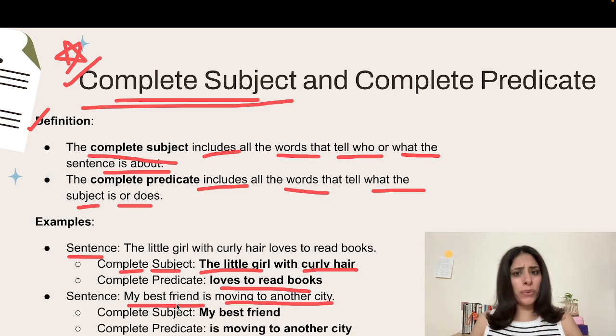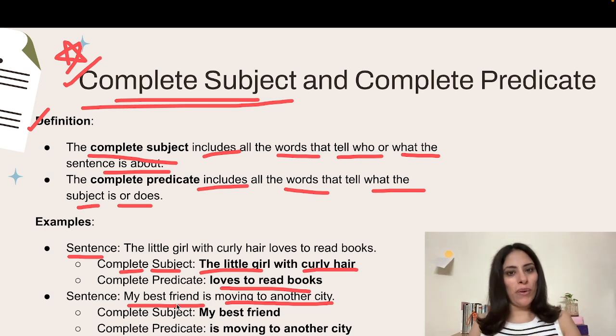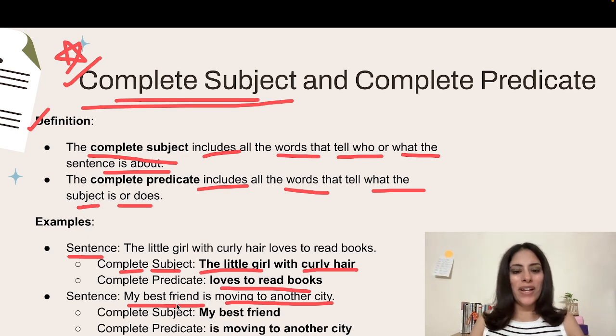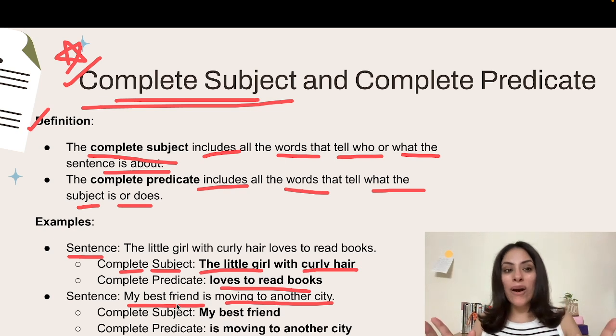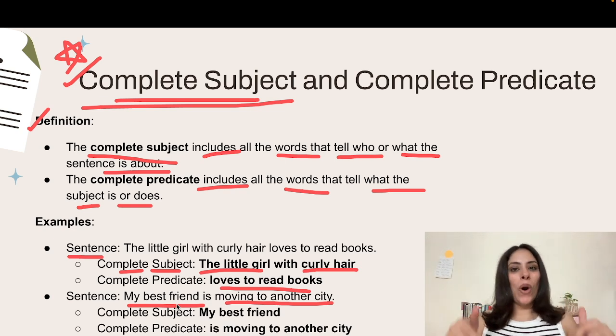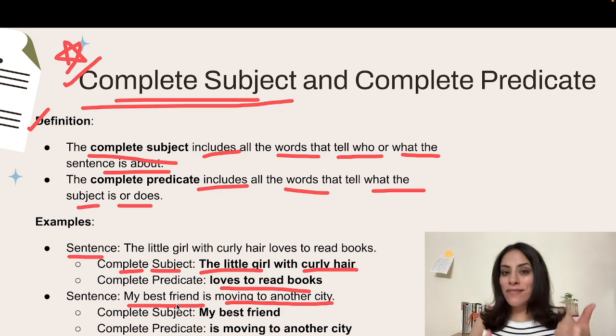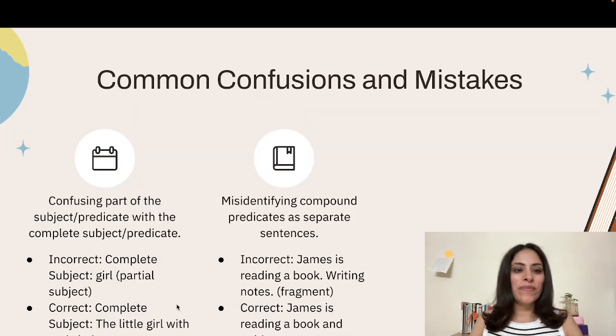But never confuse it with compound subject or predicate. That is different. Compound means when there are two subjects or two predicates. Complete means there's complete information about the subject or about the predicate. Alright, I hope it's clear, but if you still have doubts, you can always leave a comment down there and I will definitely reply to it.